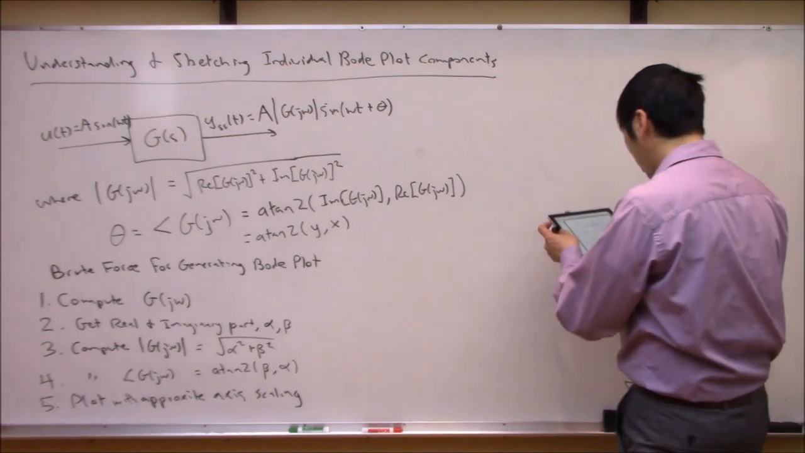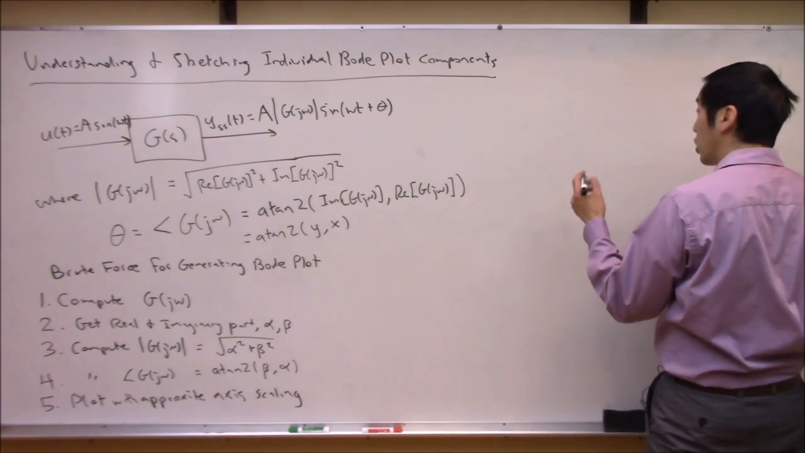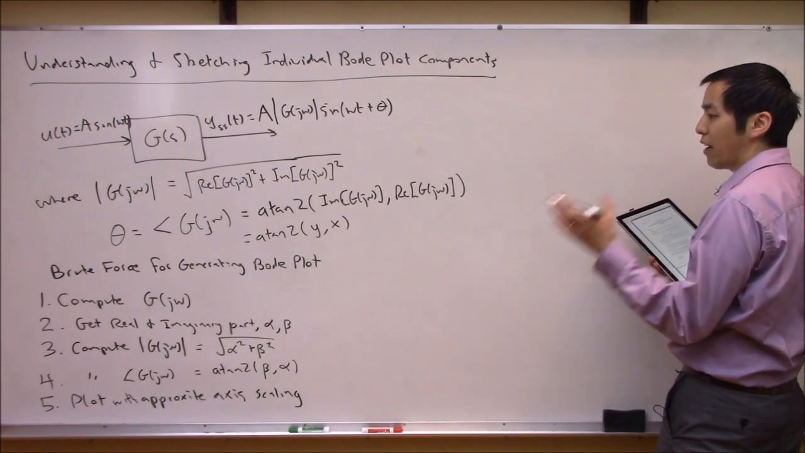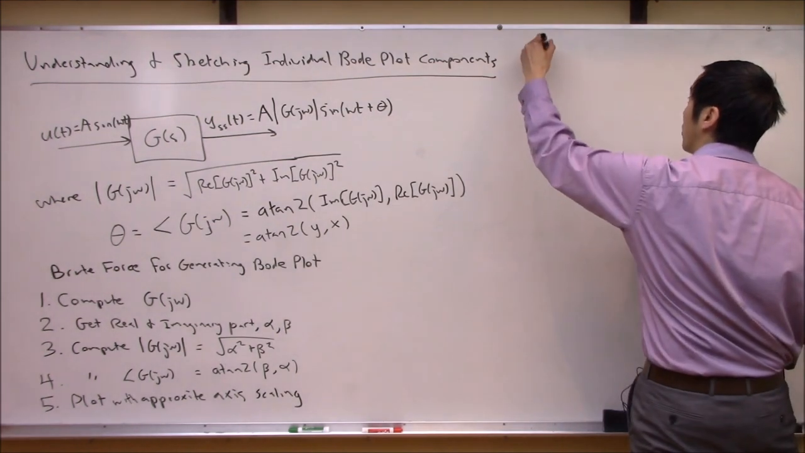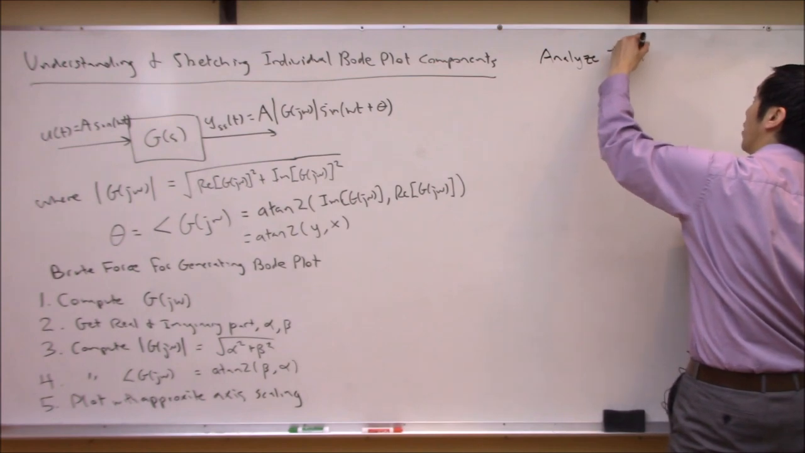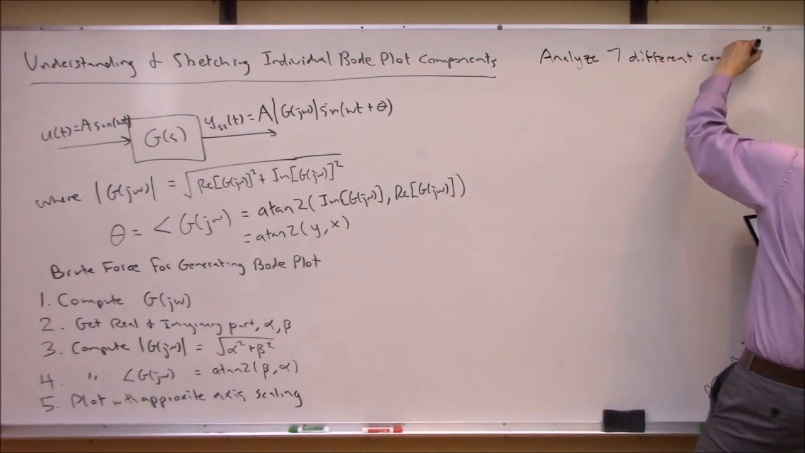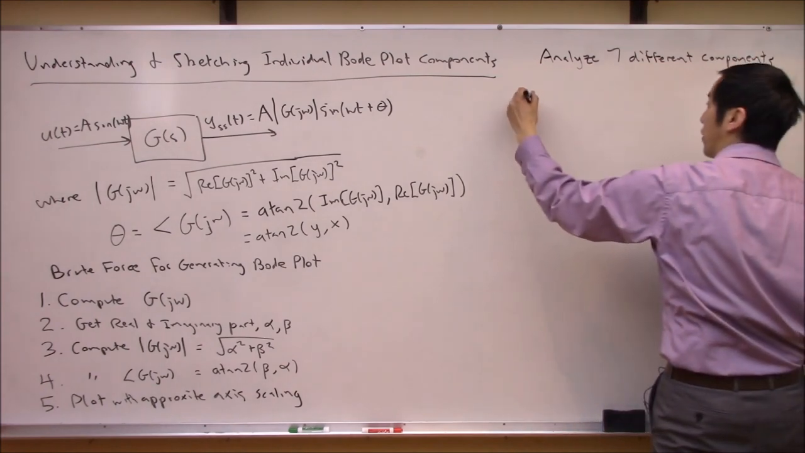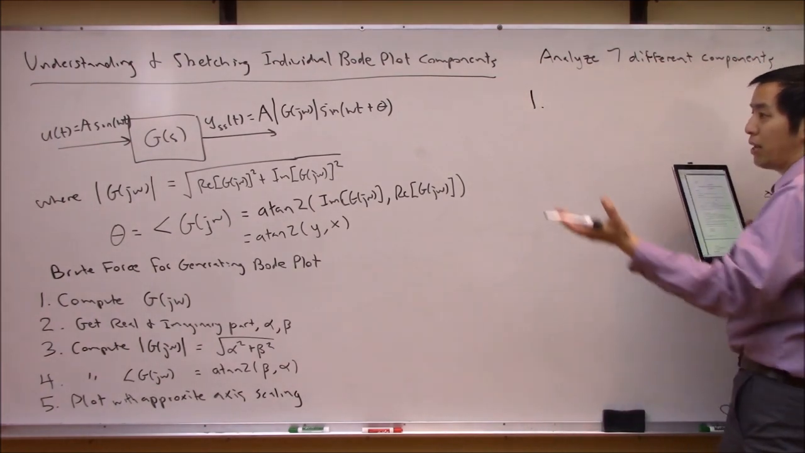So what we're going to do today is analyze seven different components that can make up a given transfer function. Let's just write this down. So we're going to analyze seven different components. These are like the building blocks of transfer functions, right? So I think you all know, what can be in a transfer function?